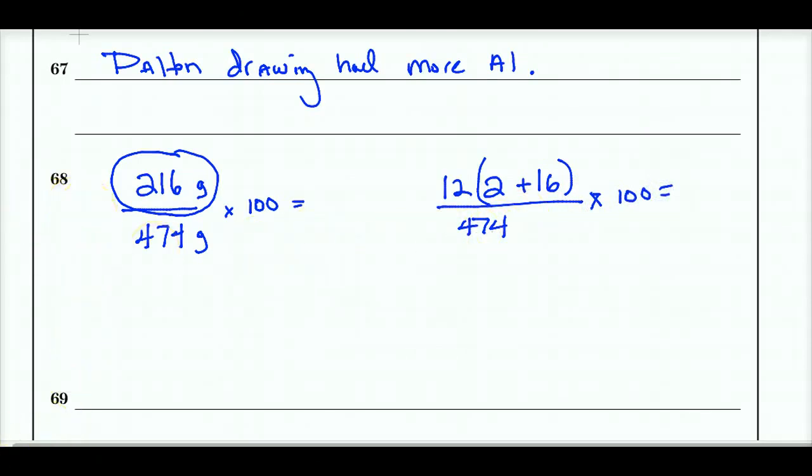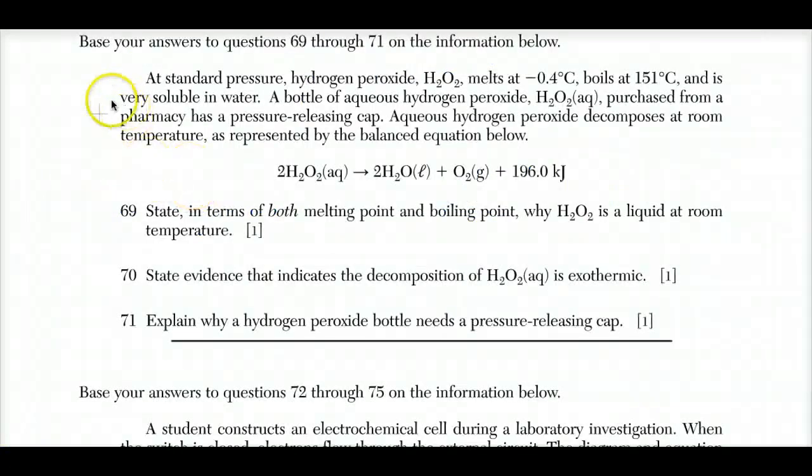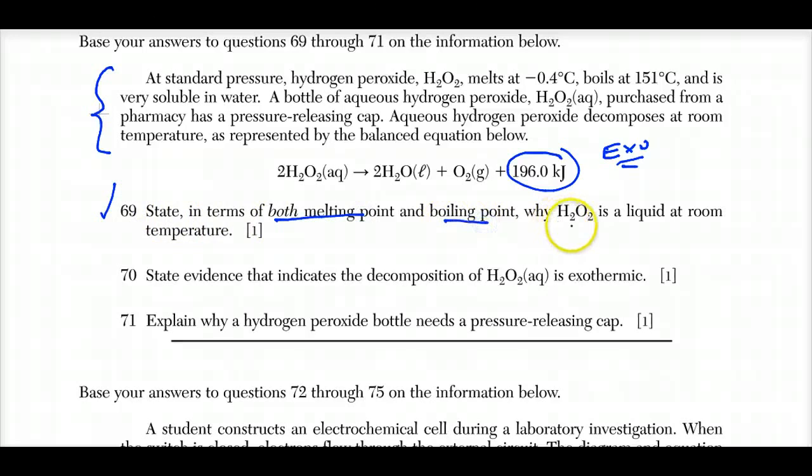Okay, 68. Number 69. So we got another descriptive blurb here, talking about hydrogen peroxide, and they give me the decomposition of it, and they give me the heat in the product side. I see that it's exothermic, right? Don't know if it's part of the question. I'm just looking at it to see what kind of hints I can get. I'm going to read the question first and go backwards. State in terms of both melting point and boiling point why hydrogen peroxide is a liquid at room temperature. Okay, let's see what they talked about there.